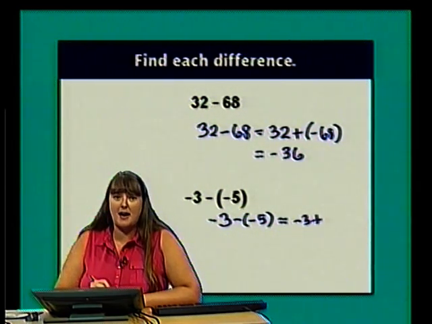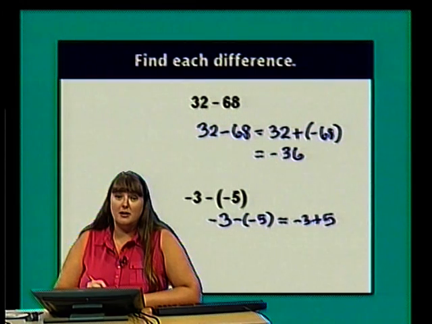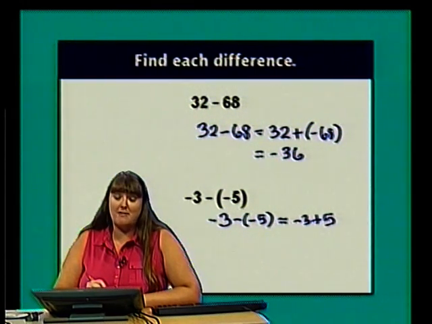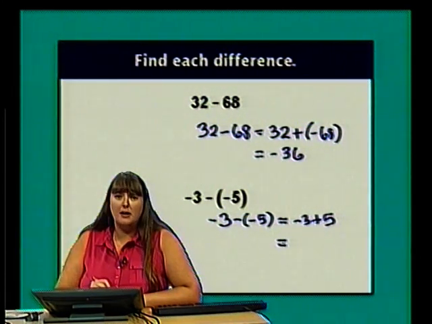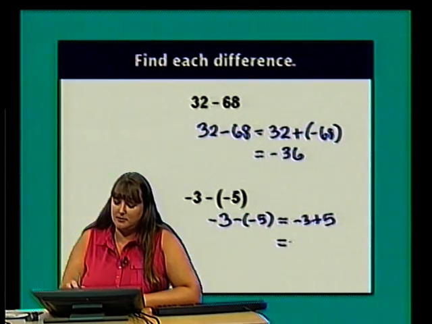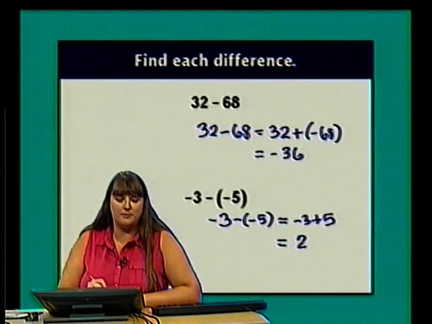To that, I'm going to add the opposite of negative 5. The opposite of negative 5 is positive 5. Now I'm adding 2 numbers which have opposite signs. This time, the positive number has the larger absolute value. 5 has a larger absolute value than negative 3. So my answer is going to be positive. And I just need to subtract the absolute values. 5 minus 3 is 2. So negative 3 minus negative 5 is positive 2.